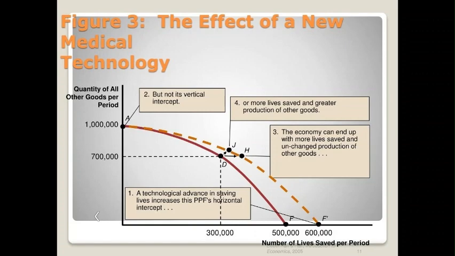A technological advance in saving lives increases the production possibility horizontal intercept from this diagram. What it's basically trying to tell you is that there are different factors that could cause a rightward shift of the production possibility frontier, such as new technology. If there is new technology in an economy, the production process will increase, and that will lead to more ability to obtain more goods and more services for the economy as a whole.